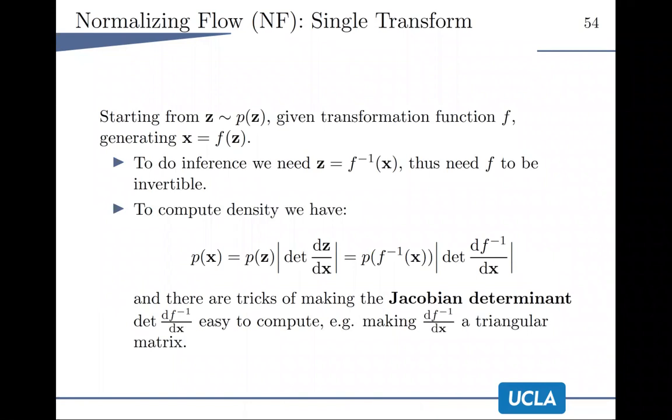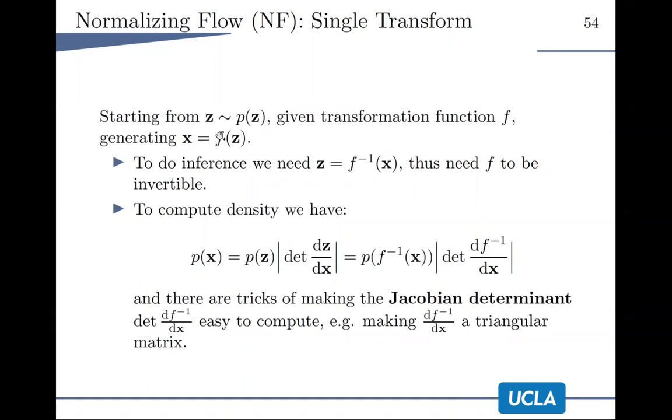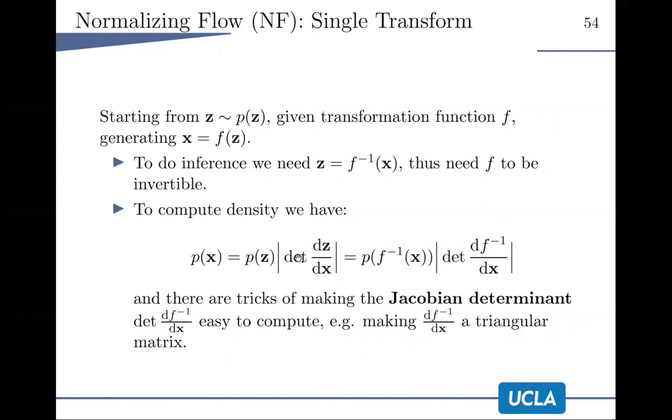And so a single transformation looks like this. A single transformation starting from a distribution z, and we get the transformation function f, generating x equals f of z. To make the inference possible, we want the functions to be invertible. And also, to compute the density of x, the transformed version of z, we finally have this.